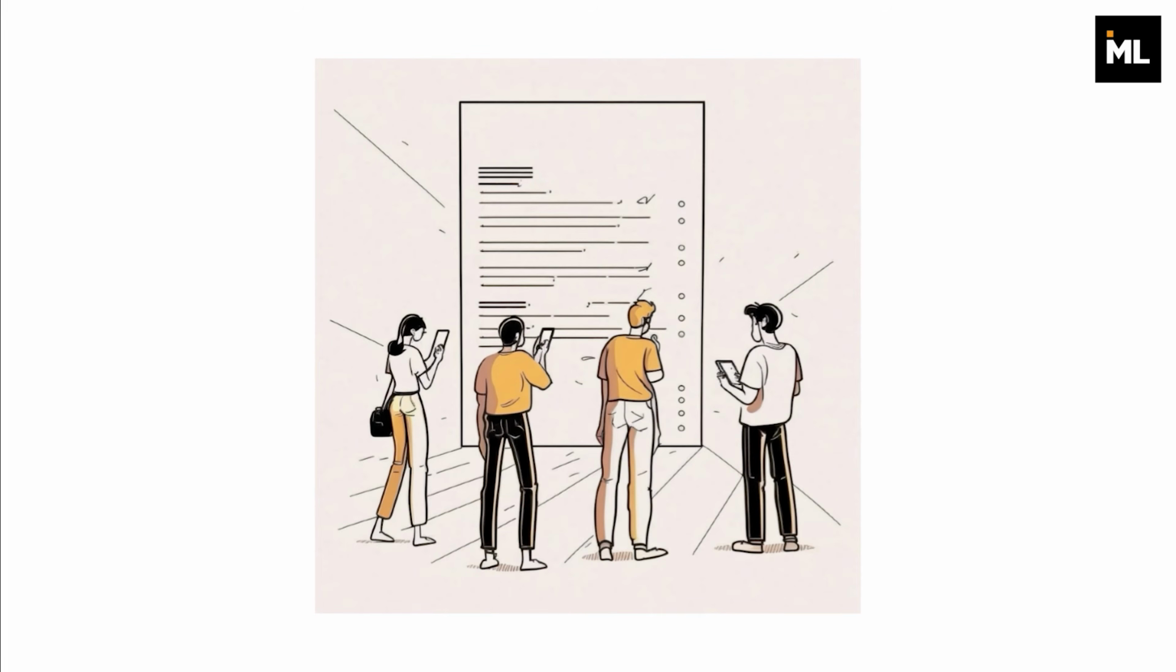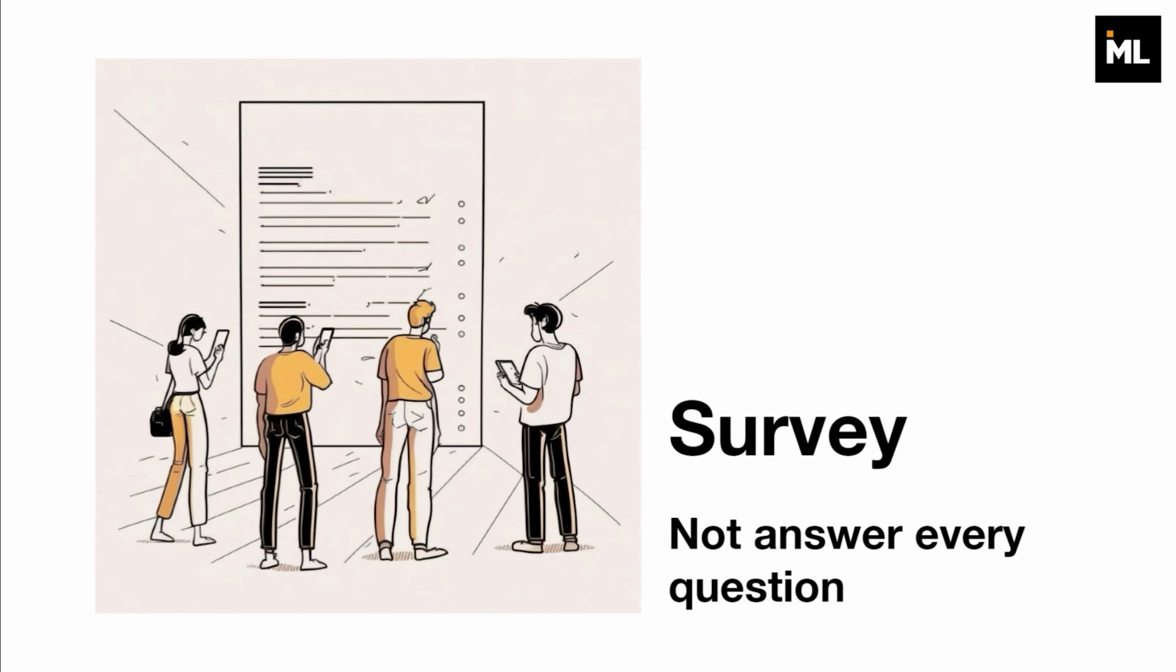One example of missing data is in surveys. When people take a survey, they may not answer every question. This means that the data collected from the survey will be incomplete. For example, imagine a survey about people's favorite foods.